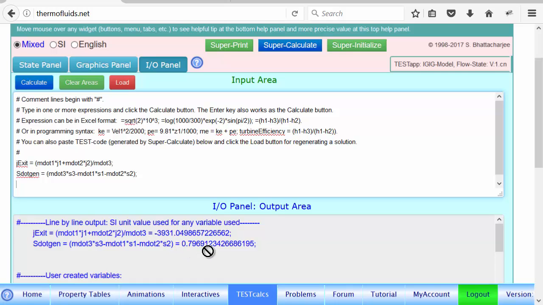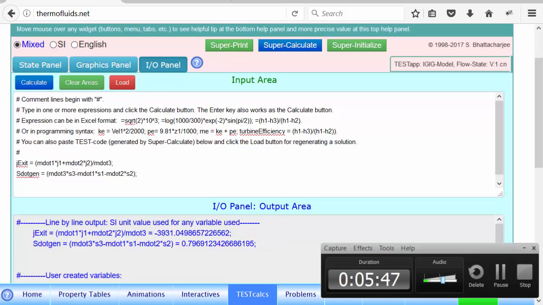0.7969 kilojoules per kilowatt per Kelvin. All these answers are in SI units, so this must be in kilowatt, and this must be in kilowatt per Kelvin. Okay, so now let's do the same problem, but this time using the NIG model.